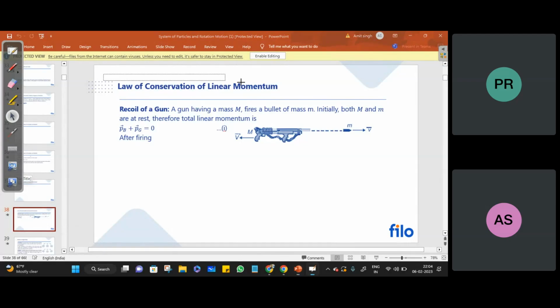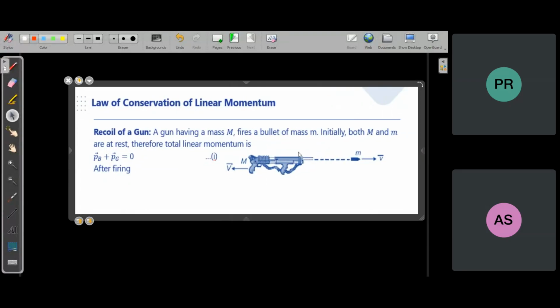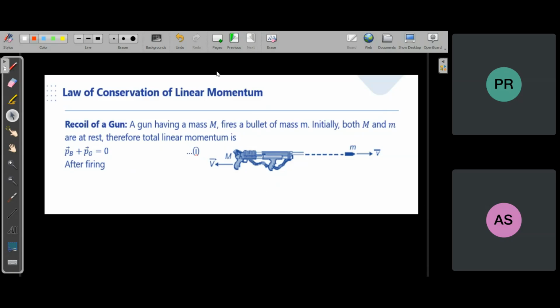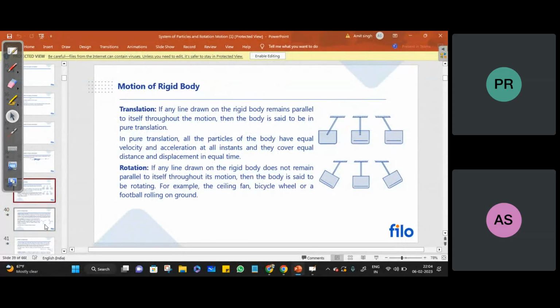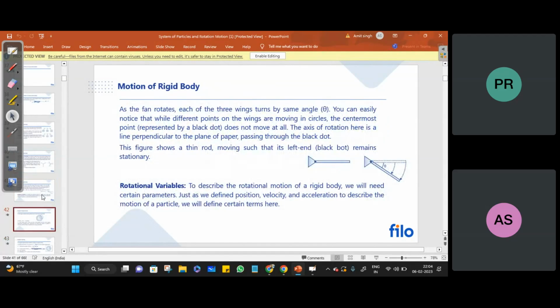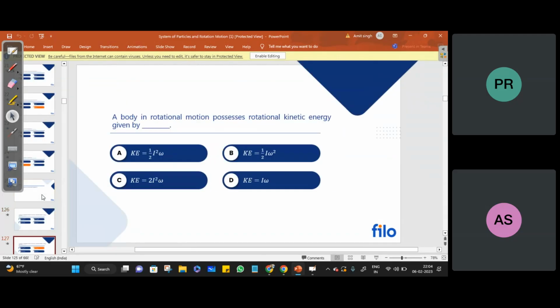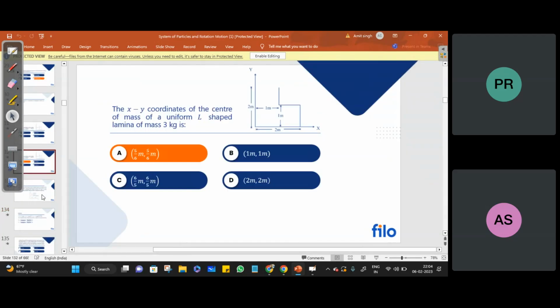Now again you can apply the law of conservation of momentum to gun and recoil during firing a bullet. This type of question you have already done, assuming the bullet as a particle, gun as another particle. You have done it already. So we are done with the center of mass related things. We can go to some questions from that. So let's try some questions from the center of mass part.